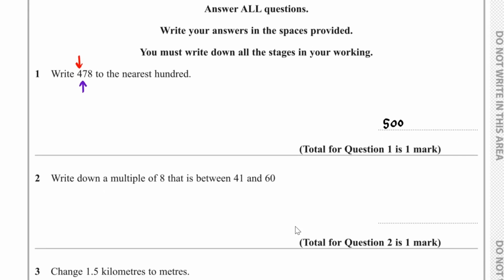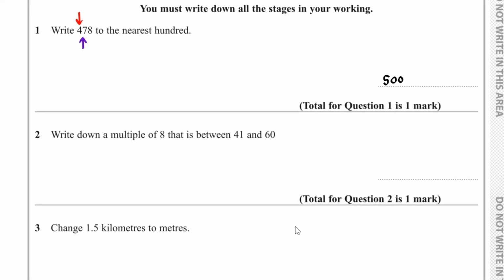For question 2, we have to write down a multiple of 8 that is in between 41 and 60. Well, we could choose 48 because 48 divided by 8 is 6.